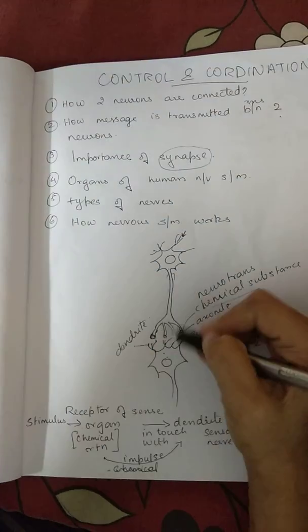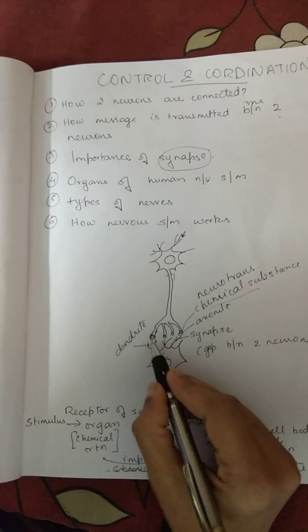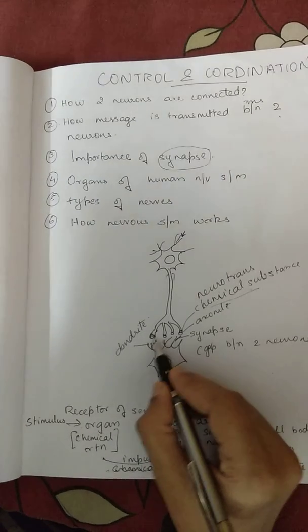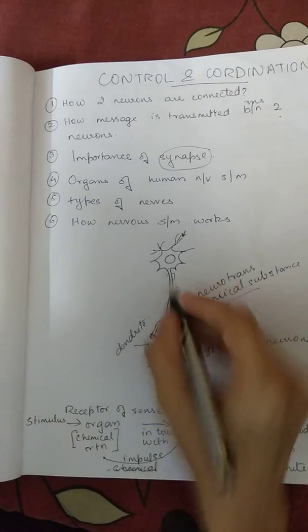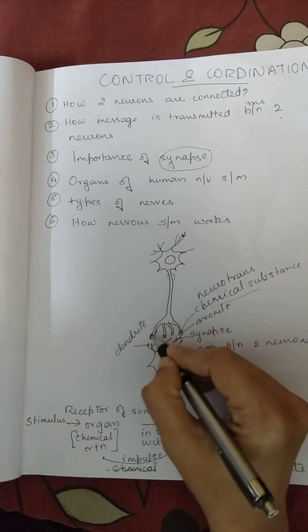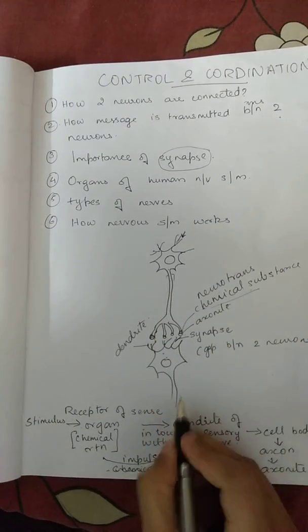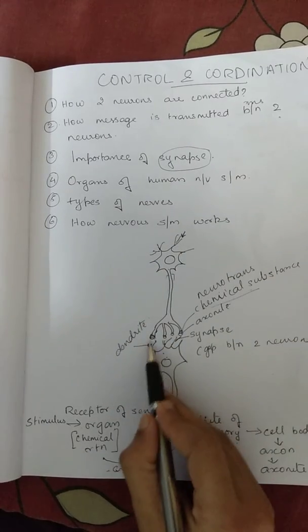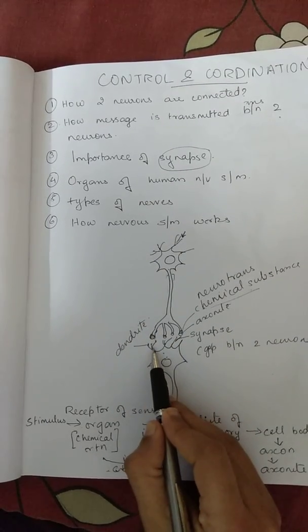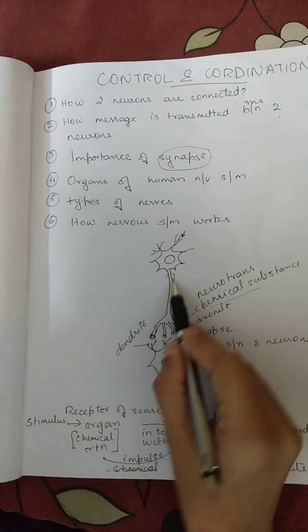So if you see, what is the importance of the synapse? Why are they not physically in touch with each other? See, the synapse ensures that the message is carried only in one direction. Otherwise, the message could have been carried the other way around as well, right? It can happen that the message is carried backwards as well.